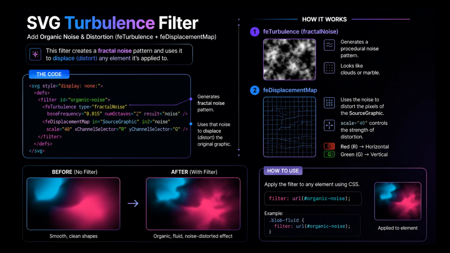Before we start the development, let me quickly explain how this SVG filter works. It has just two powerful parts. First, feTurbulence creates a fractal noise texture. Then, feDisplacementMap uses that noise to distort the original graphic. Finally, the scale value controls the distortion strength, creating this beautiful organic liquid effect.